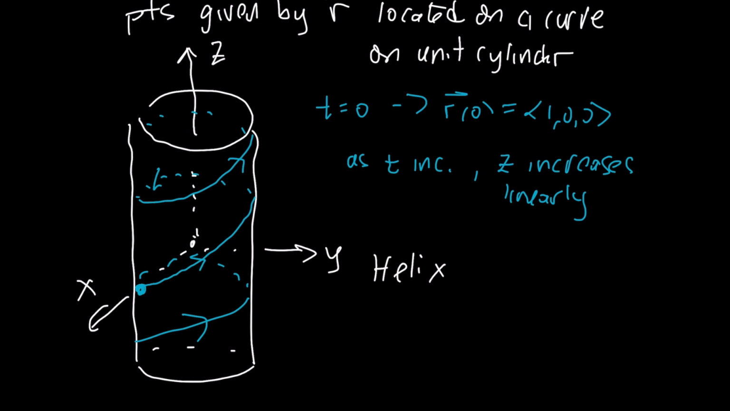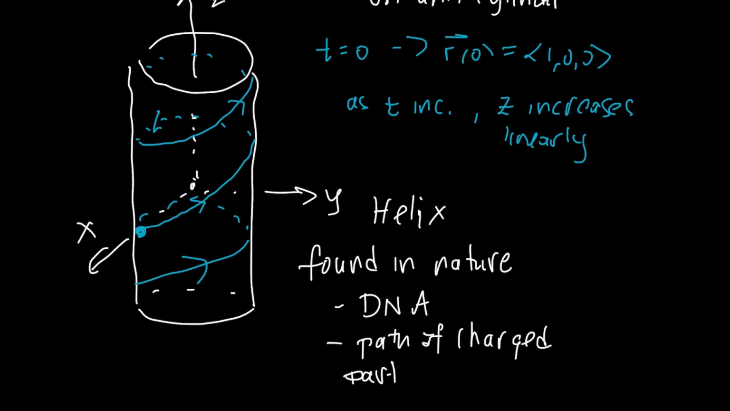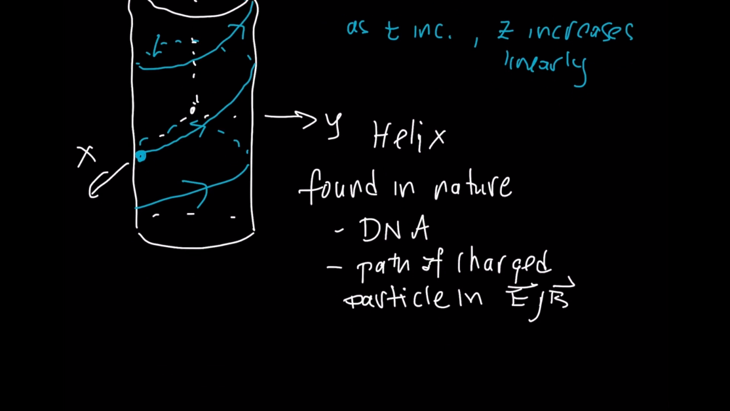Now, a helix isn't just some mathematical object. This is actually found in nature. This is actually the shape of the strands in DNA, and it's also the path of a charged particle in an electric and magnetic field. So it's kind of amazing that such a simple curve can describe things that happen in real life.